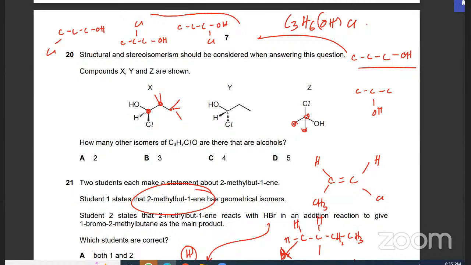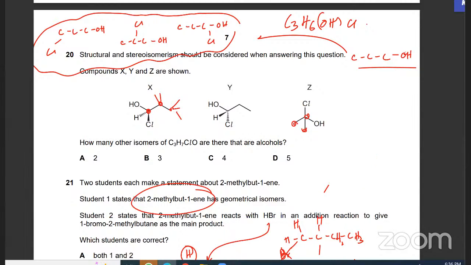So by just changing the position of the Cl, I've got 3 isomers. The other 3 I'm going to make: I'm going to use the branched carboxylic acid and make isomers on that.